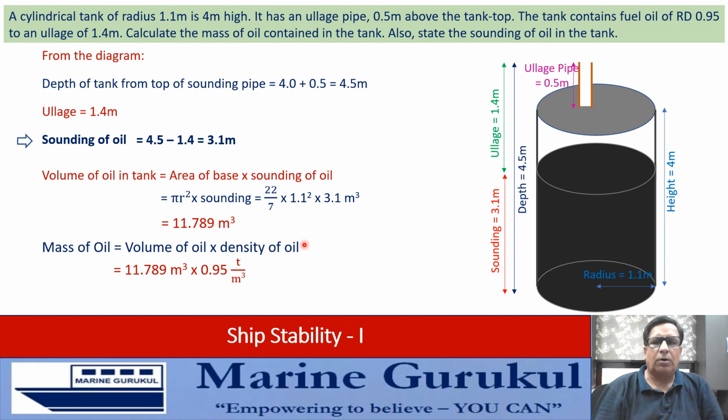The density of the oil, we are given the RD in the question, and we already know that RD is equal to the density when density is expressed in tons per cubic meter. So the density of the oil is 0.95 tons per cubic meter. This gives us the mass of oil to be 11.199 tons.